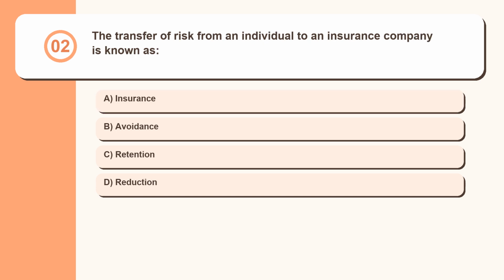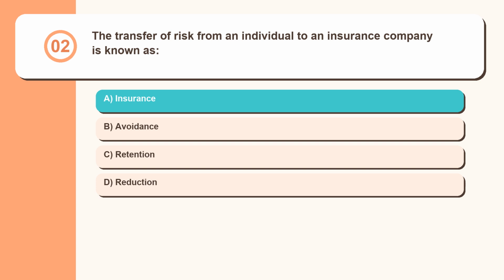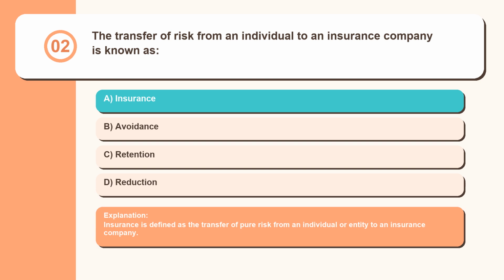Question 2. The transfer of risk from an individual to an insurance company is known as insurance, avoidance, retention, reduction. Insurance is defined as the transfer of pure risk from an individual or entity to an insurance company.